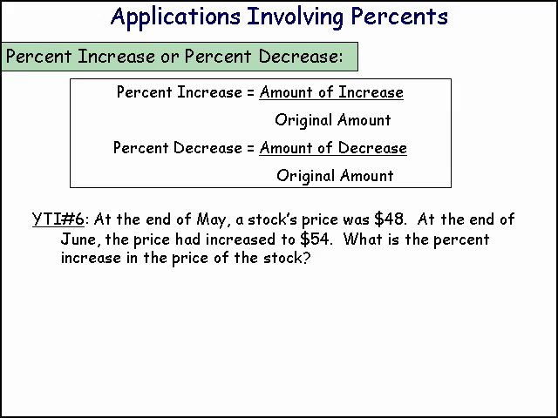Okay, so let's do a problem here. You try it, number 6. At the end of May, a stock price was $48. At the end of June, the stock price had increased to $54. What is the percent increase in the price of the stock?